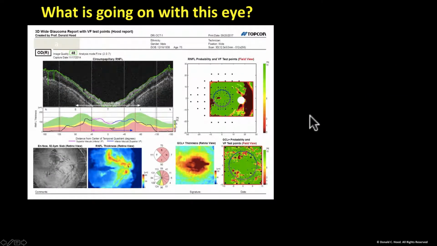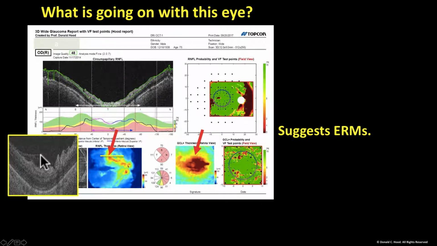So what's going on with this eye? What's the cause? Well, this looks very funny. And I'll tell you, you see this kind of funny pattern and you think epiretinal membrane. So this is suggesting epiretinal membrane to me. You can see this doesn't make sense. If we looked at the B scan through this just to check it, sure enough, there's the epiretinal membrane. So the arrow is about there.